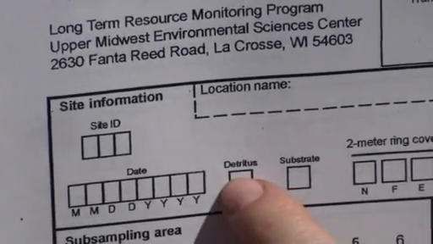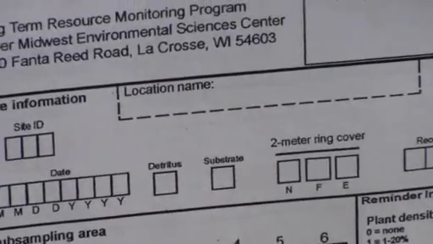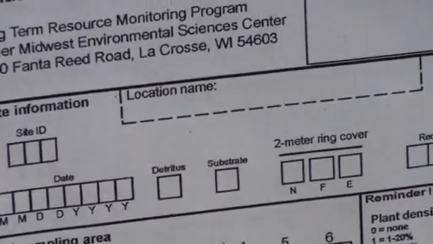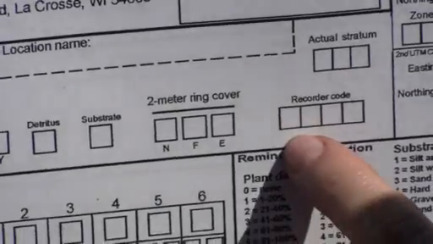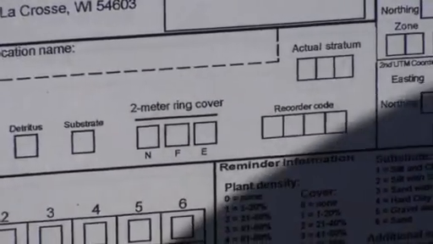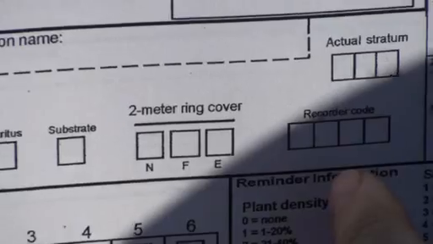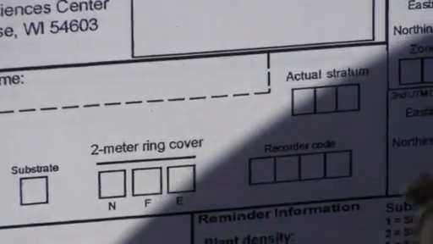And then these 2, detritus and substrate, are recorded for the point you are at and only get recorded once for that point. Under recorder code, put your initials, and if you are on an UMRCC veg sampling effort, also add the area number you are assigned to. This will make it easier to contact you if there are questions about what you've recorded on the data sheet.